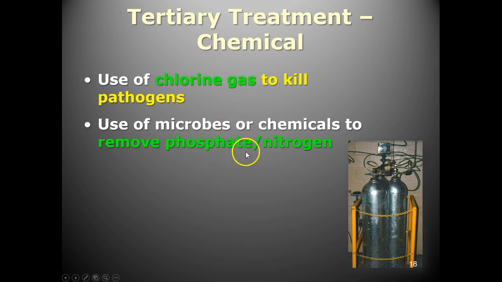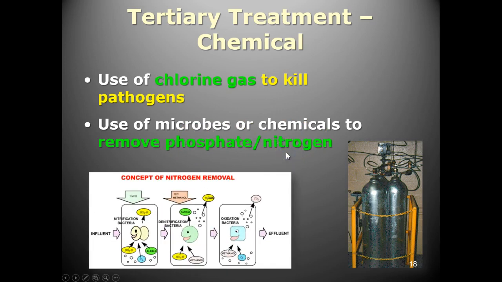Also, in the tertiary treatment, microbes or chemicals might be used to remove phosphate and nitrogen. Both of these can contribute to algae blooms and other issues of discharge. So we're trying to get rid of this material as well. And the phosphate and the nitrogen itself may or may not be organic in nature. So here is a schematic of what might be happening with using microorganisms to remove the nitrogen.